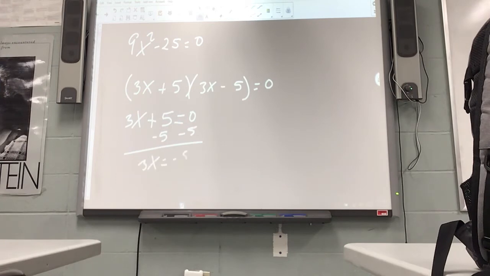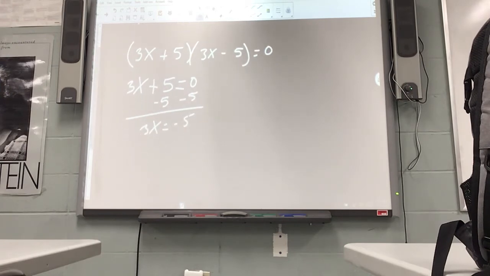I'm going to leave it, when I divide by 3, and you're going to find this out, the farther you go in math, that it's okay to leave them as improper fractions. So I'm going to leave that there. If you want to put negative 1 2/3, you can. Negative 1.6 repeating, you can. Alright, now we have to do the same thing with the other factor.